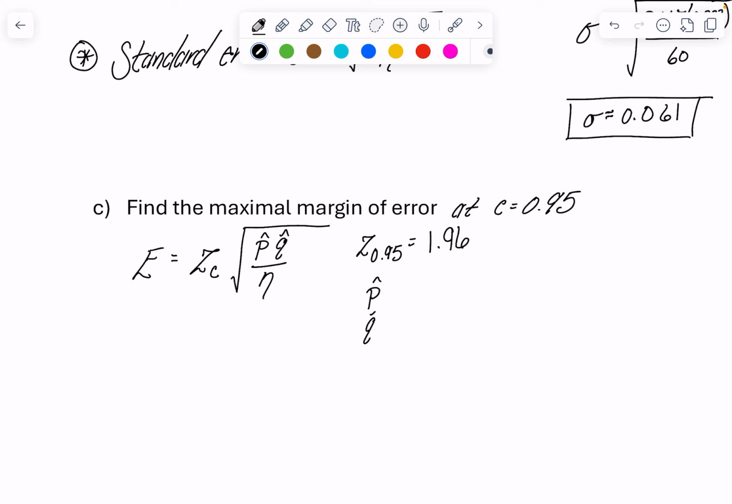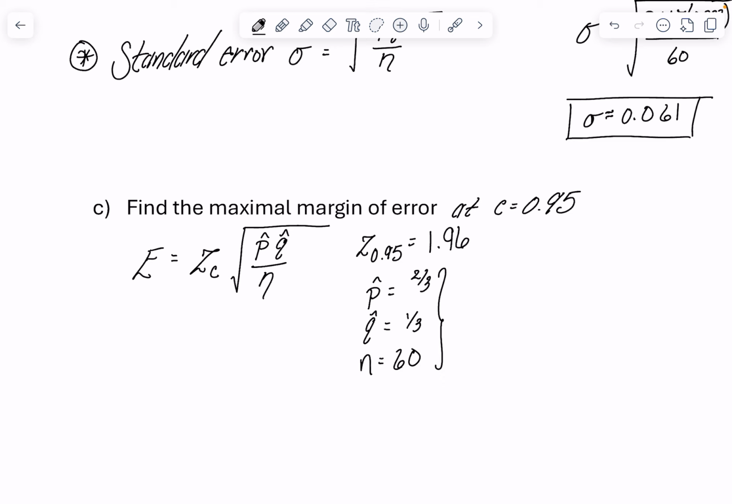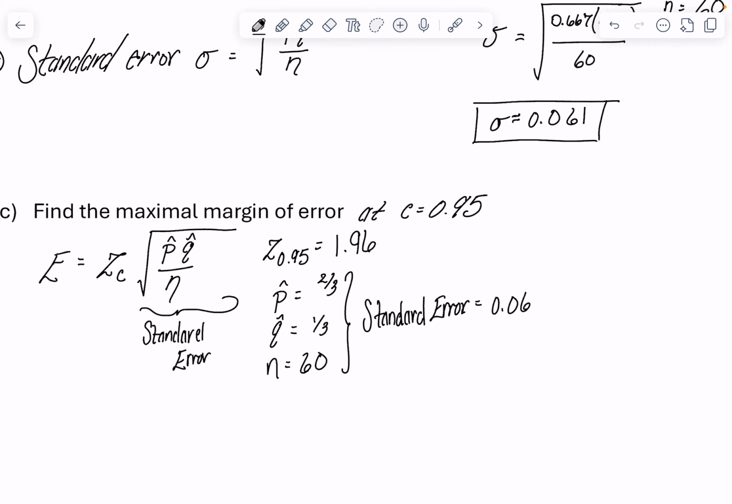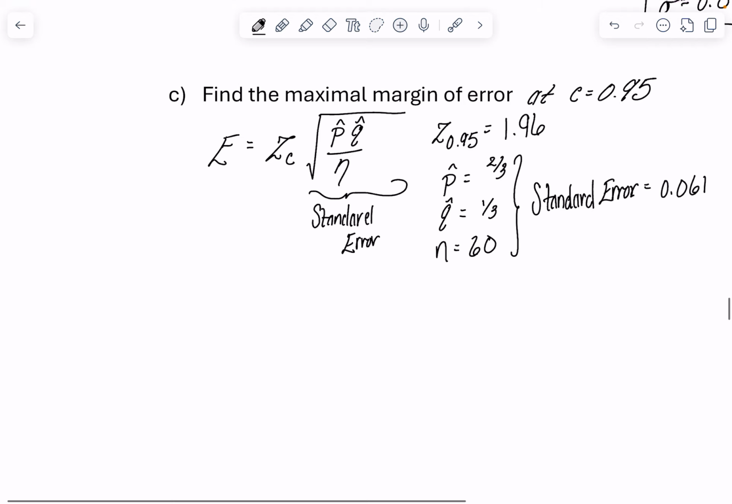Our p hat, q hat, and n, we actually don't really need those. They are 2/3, 1/3, and 60. This, recall, was our standard error. Well, specifically in that equation, it's everything that's underneath the square root here. Which we found as 0.061, okay?